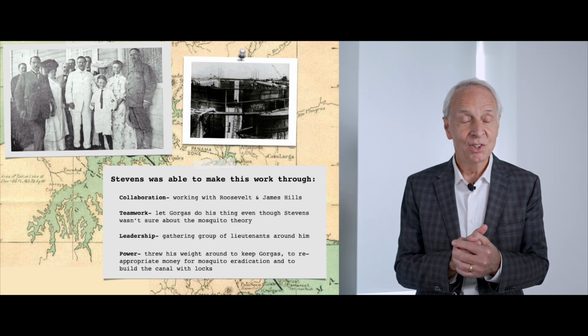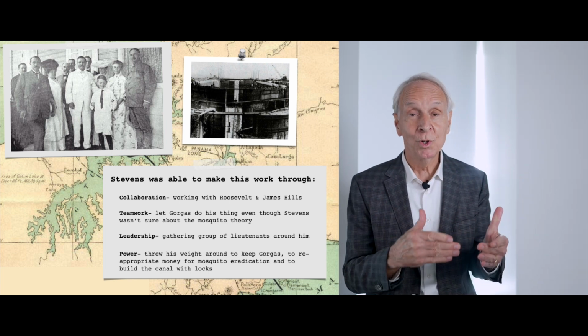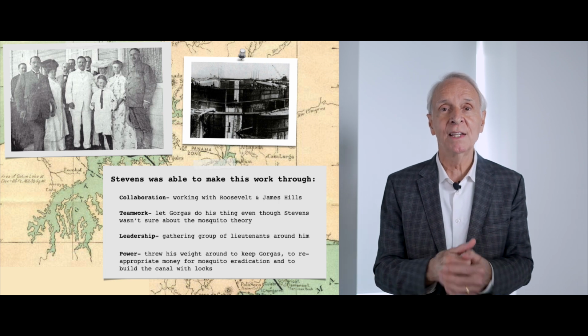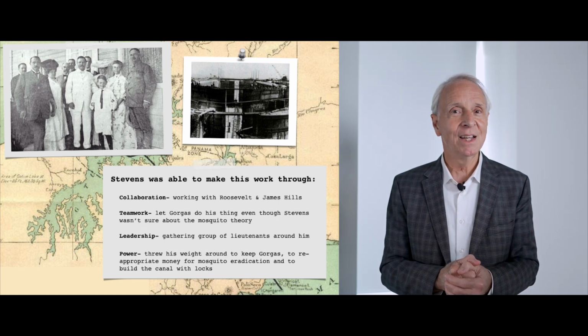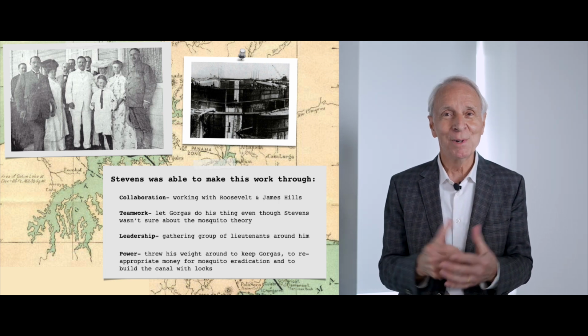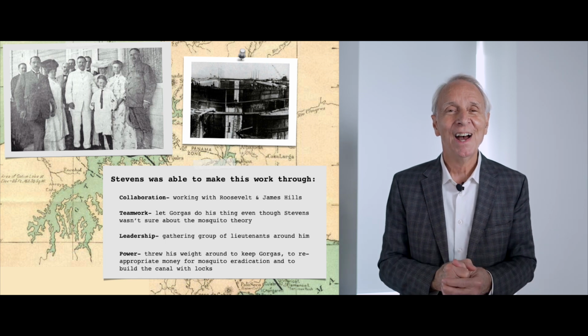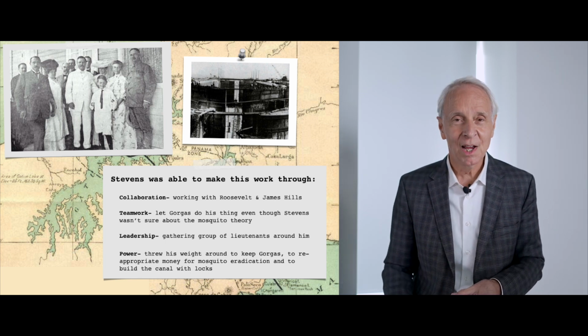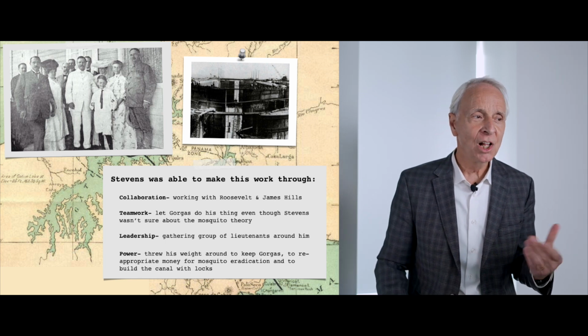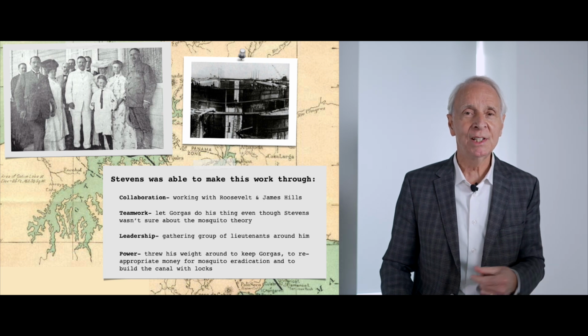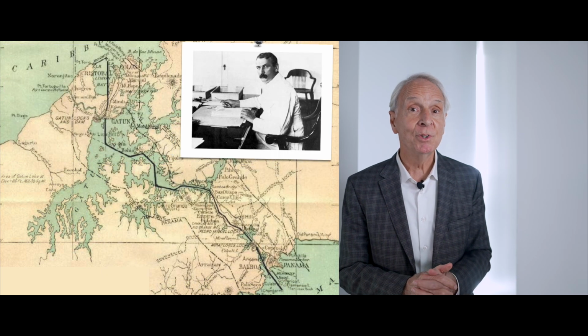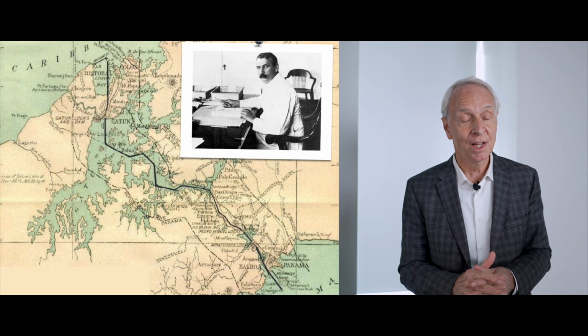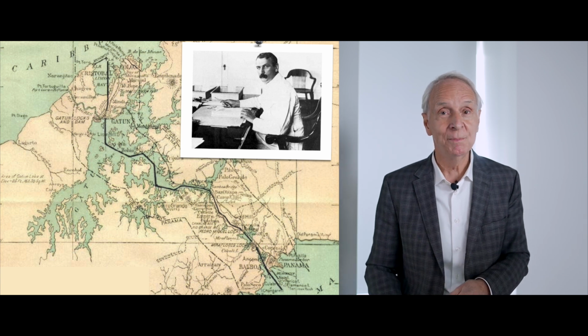And again, he just put his foot down and said, we're doing this route, and we're doing it with locks. If you don't like it, fire me. Again, they could not fire him. He was the key here. So he exerted his power in that regard. So it's really all of these things, collaboration, teamwork, leadership, and power, that enabled John Stevens to get the job done. And he really did get the job done.